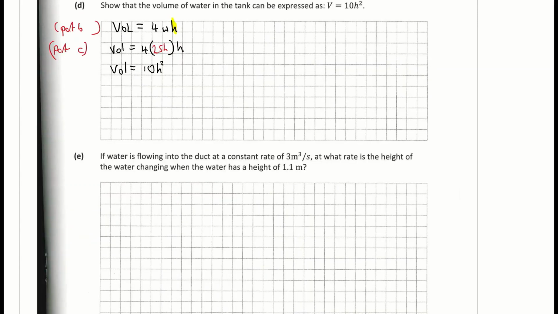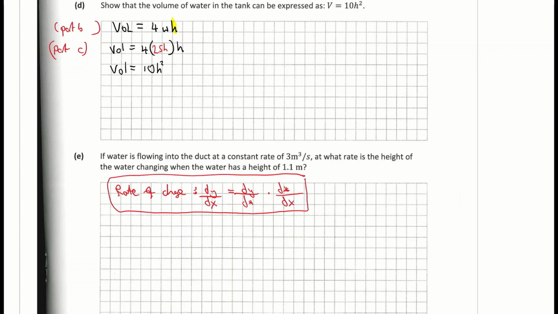Scrolling down now to part E. So looking at part E, if water is flowing into the duct at a constant rate of 3 meters cubed per second, at what rate is the height of the water changing when the water has a height of 1.1? So basically this question is talking about rate of change. So the way I have it, if we look at the general case, say dy/dx, when I'm looking for my rate of change, that's the same as dy over my third variable, so dt or dh or whatever it may be, times then again the same third variable, dh or dt over dx. So that's what I have, and I'm working to that.